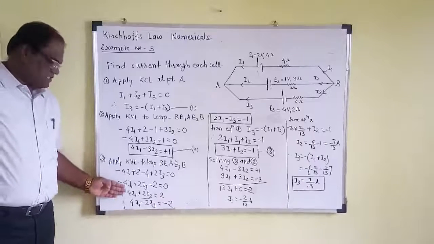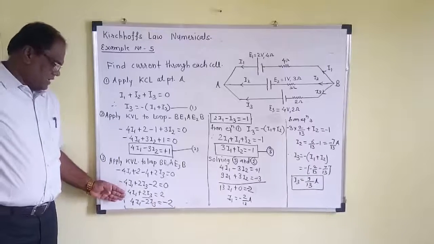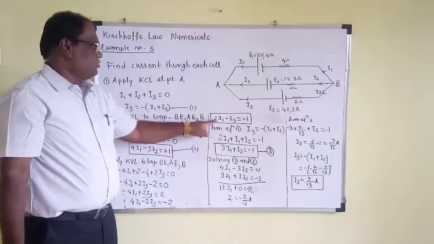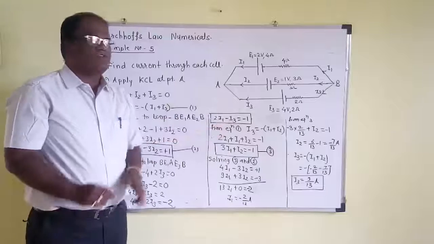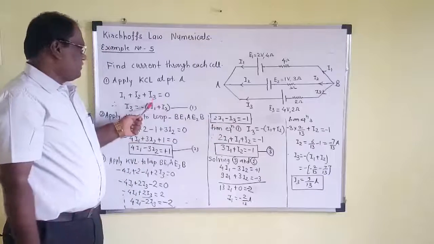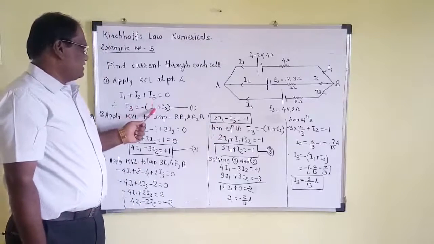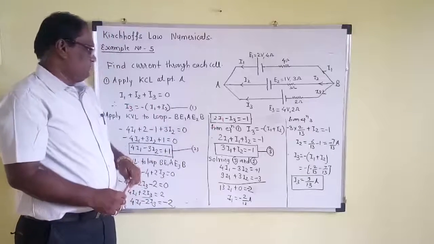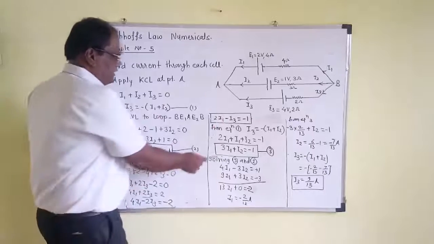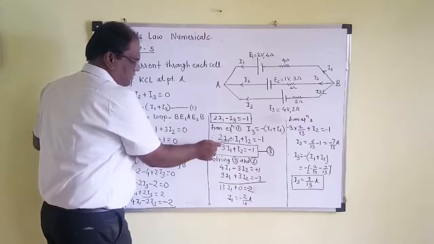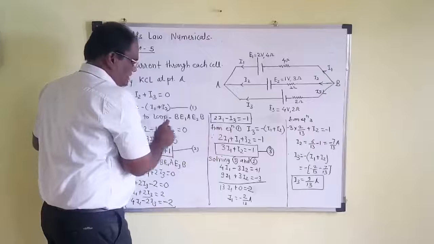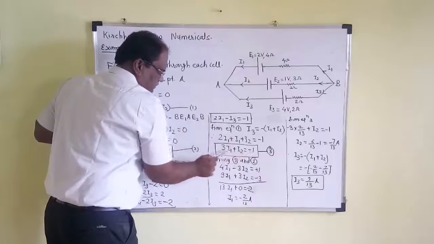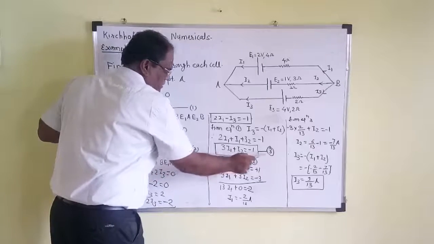See the steps. Divide throughout by 2. You will get this equation: 2 I1 minus I3 is equal to minus 1. Now from equation 1, we know that I3 is equal to minus (I1 plus I2). Put the value of I3 in this equation. You will get 2 I1, and what is the value of I3? Minus I1 plus I2, minus minus becomes plus. Hence the equation 3 I1 plus I2 is equal to minus 1, equation 3.